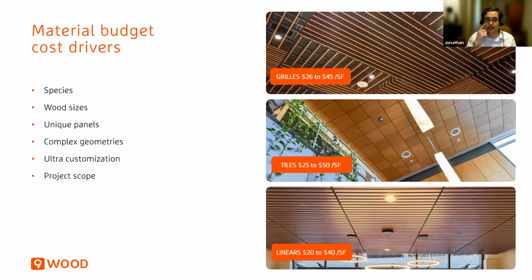The first one is species. That's the biggest factor in driving budget. If you specify a more exotic species like solid teak, a 1x4, that's going to be very, very expensive. It could be over $100 a foot for whatever wood ceiling product you're getting.